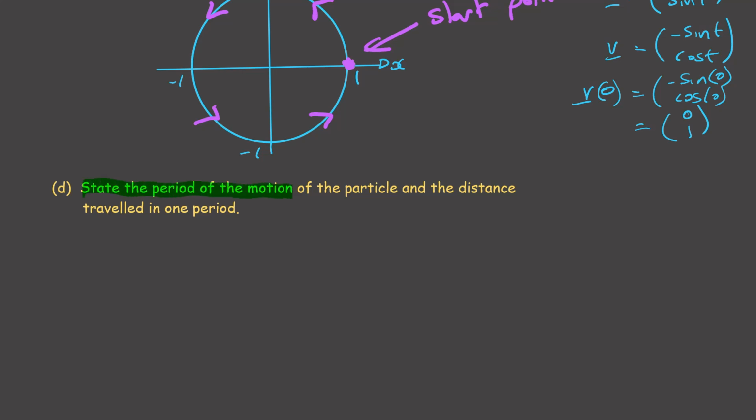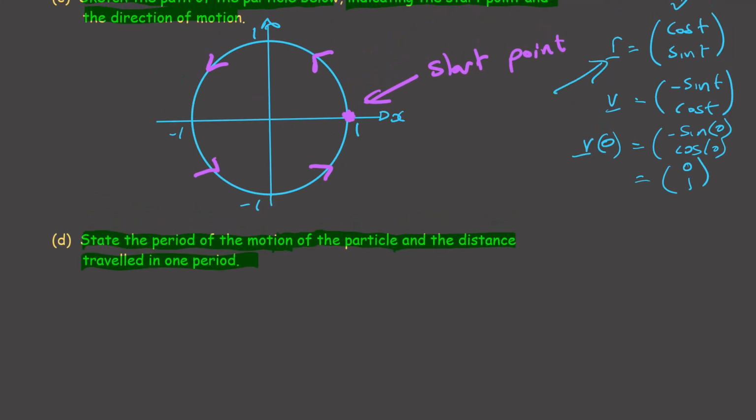State the period of the motion of the particle and the distance travelled in one period. Okay, so if r is (cos t, sine t), cos t and sine t both have a period of 2 pi. So T is going to be 2 pi seconds. The distance travelled is just once around that circle. The circumference of a circle is 2 pi r, and the radius was 1. So it's going to be 2 pi meters.